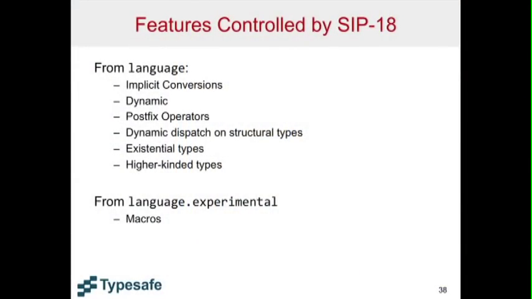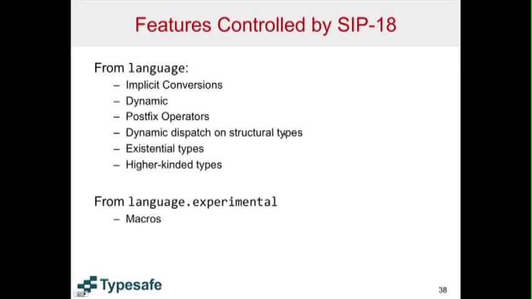OK, so what are the features controlled by SIP 18? Implicit conversions, I mentioned. Then there's a new feature, which essentially turns off static typing for elements with certain types. I have a slide on that in a second. It's very useful to interoperate with dynamic languages such as JavaScript, but for your application you might want to enforce static typing everywhere, so it's a good idea to put that under an import flag. Postfix operators are quite useful for certain fluid DSLs, but in general they interact badly with semicolon inference, so it's probably not a good idea to use them.